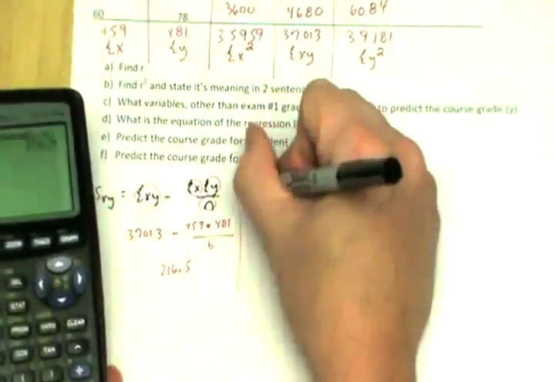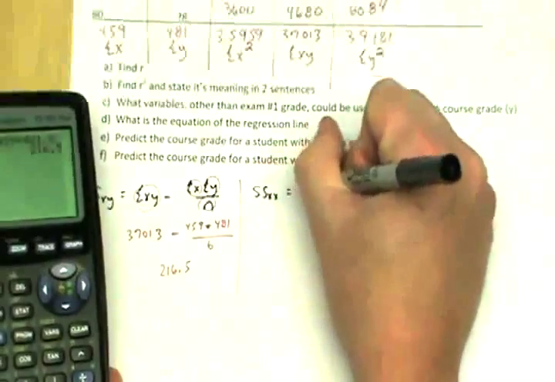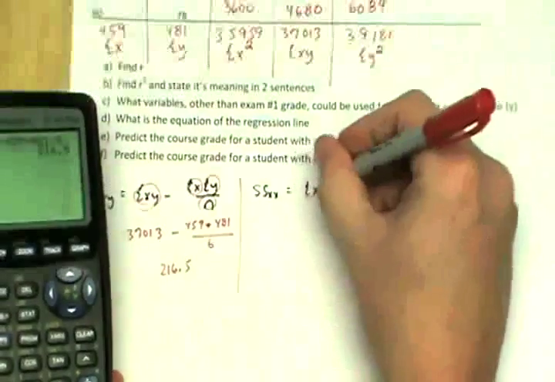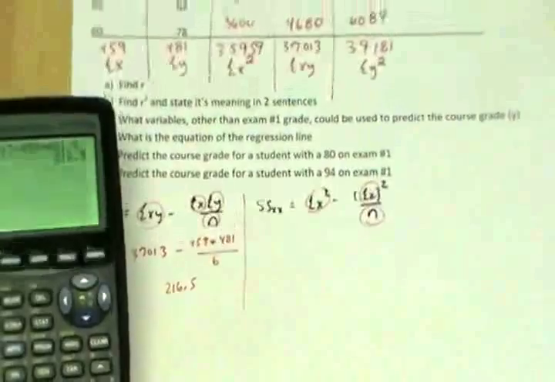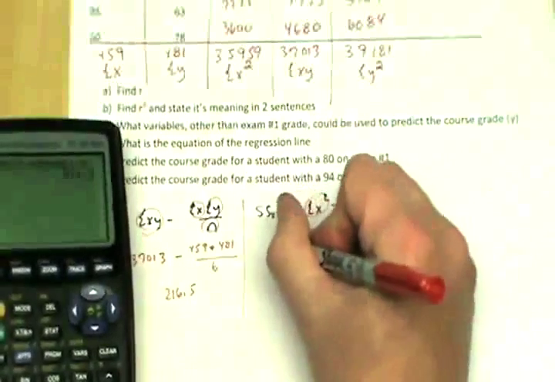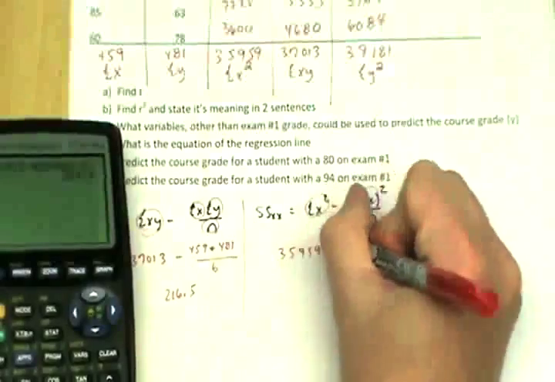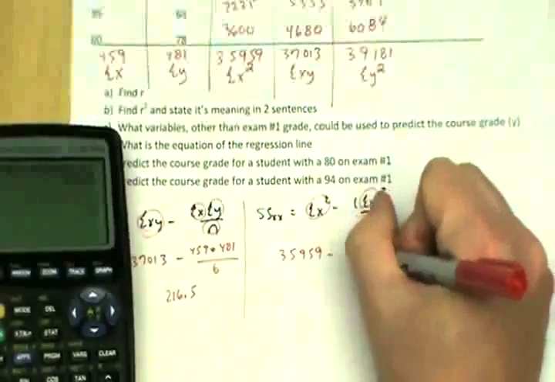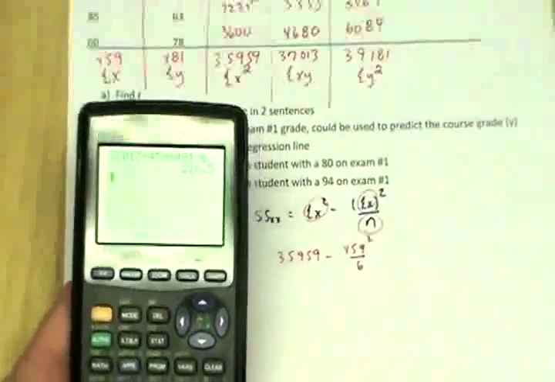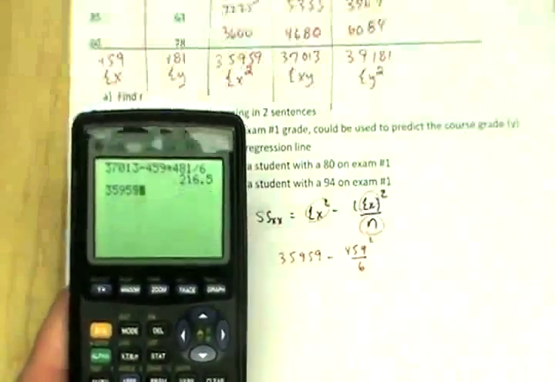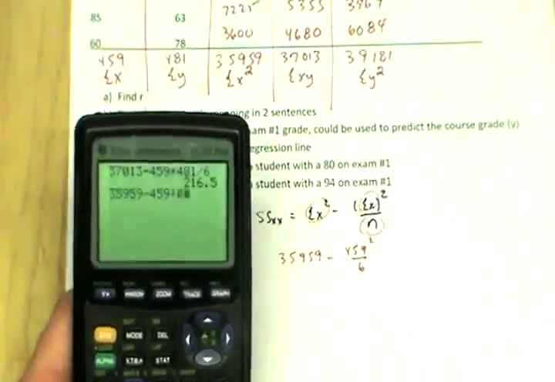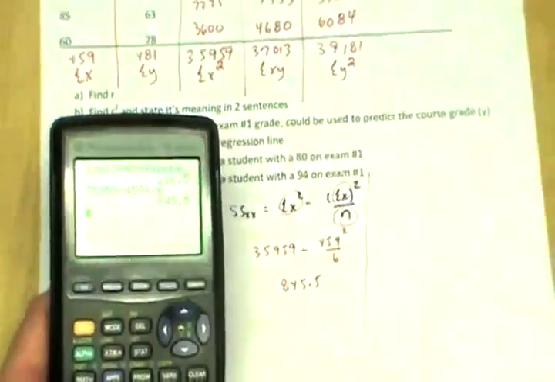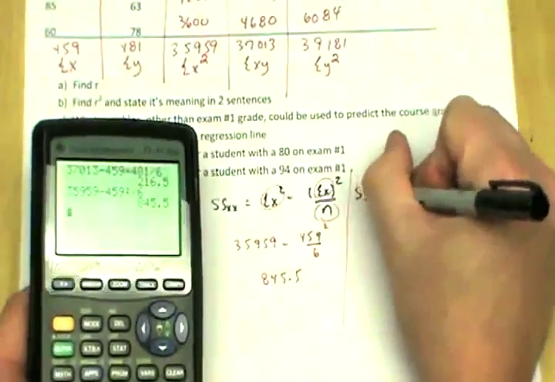Now we want the SS sub xx value: the summation of x squared minus the summation of x's, quantity squared, over n. I need to fill in for this and this and this. Okay, the summation of x squared is 35959. The summation of x is 459 squared, divided by 6. 35959 minus 459 squared divided by 6 gives 845.5.